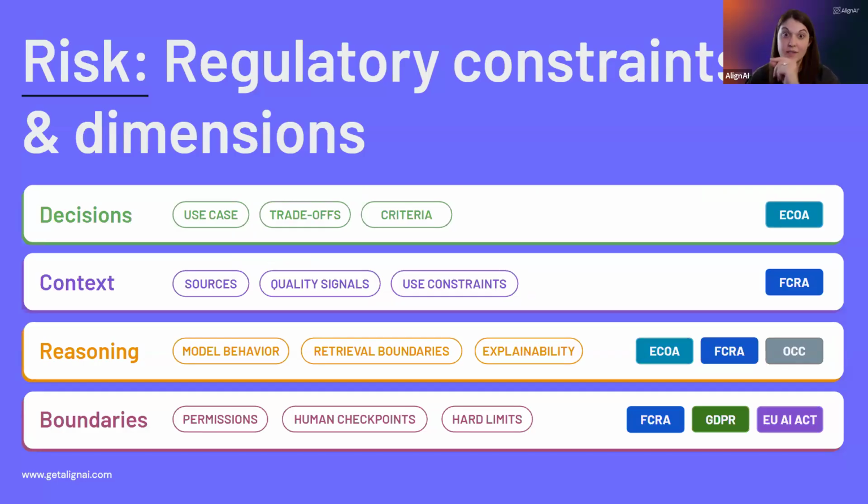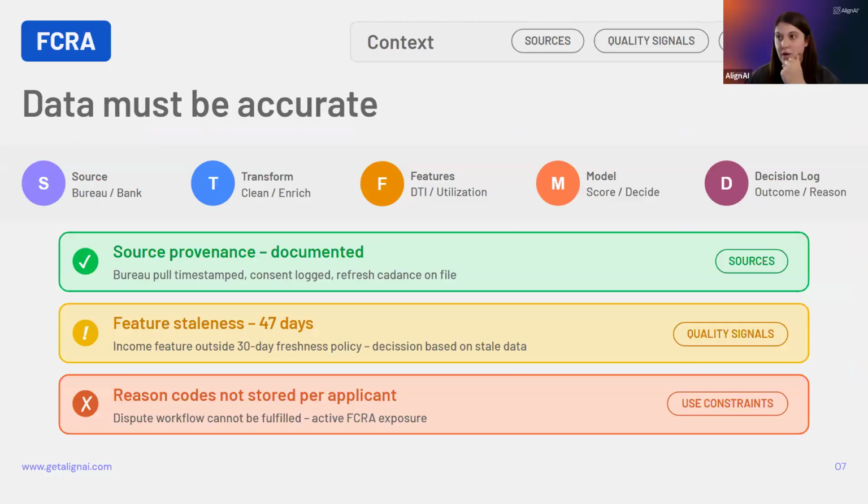And so when we're talking about risk dimensions, we're looking at regulatory constraints and dimensions. So if we just focus on the regulatory side, there's lots of different areas throughout this blueprint where this applies. So again, data must be accurate, right? The FCRA, there are some regulations around that where we actually have to have proof about the data that we have and the reason codes being stored per applicant. So we can see the source is documented. So we've got all of that. The Bureau pulled timestamps, consent logged, refresh cadence on file, right? These are all things, green light, good to go.